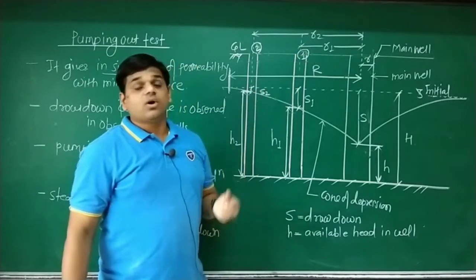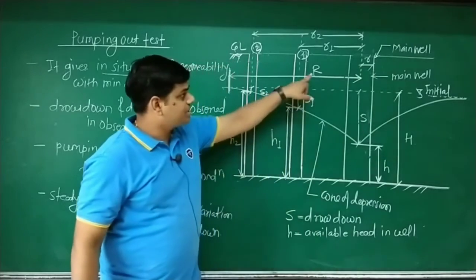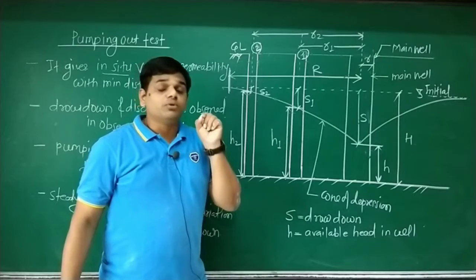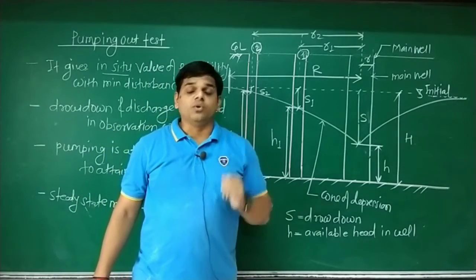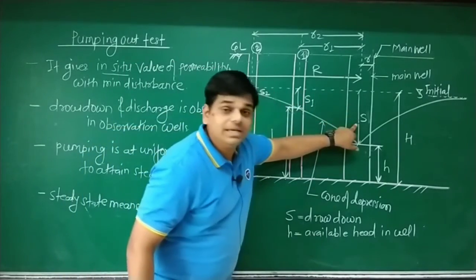The radius of the main well is small r. What is this capital R? Capital R is the position or the point where the drawdown level is 0. What is drawdown? Drawdown is represented by symbol S.